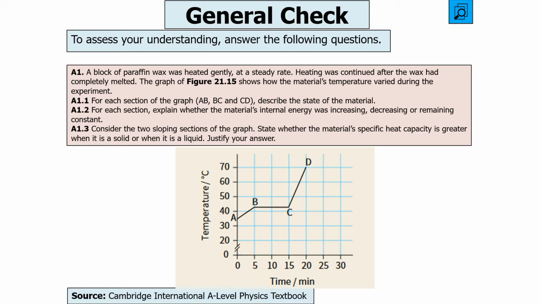Then consider the two sloping sections of the graph. State whether the material's specific heat capacity is greater when it is a solid or when it is a liquid. Justify your answer. So pause the video now, unpause the video and you want to go through your answer.